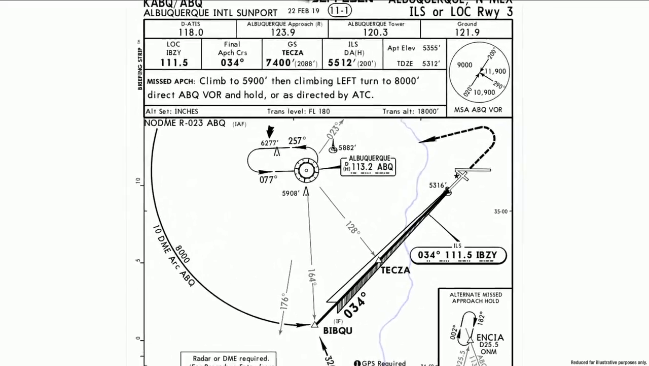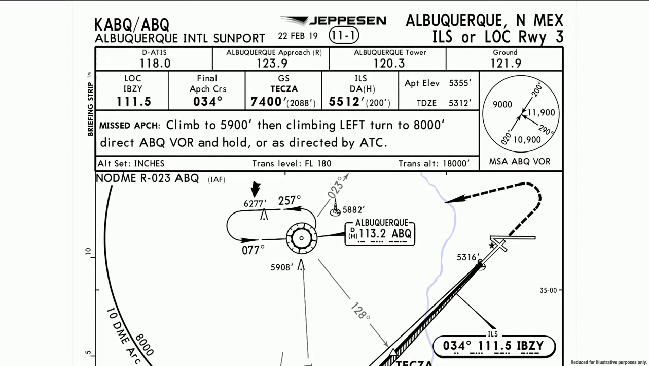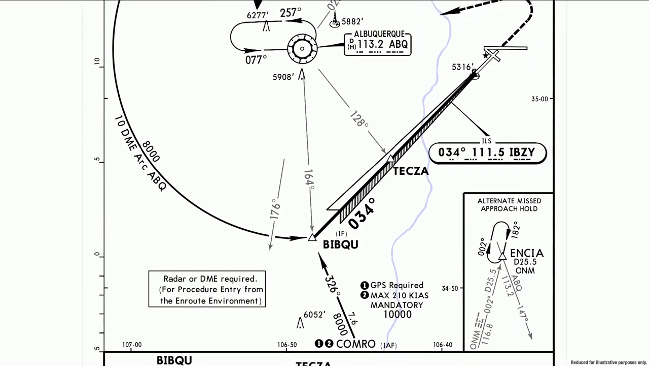Okay, and last but not least, I'm going to show you the ILS or LOC 3 in the Jeppesen format. Again, this is the current version of the chart, so it's the same information shown just a little bit differently. The procedure name is exactly the same, ILS or localizer to runway 3. And if we go down to the plan view, radar or DME required for procedure entry from the en route environment. So both Jeppesen and the FAA put that DME required block in the plan view. And from that COMRO fix, they put a note, GPS required right there, so that you know that this is an RNAV fix.